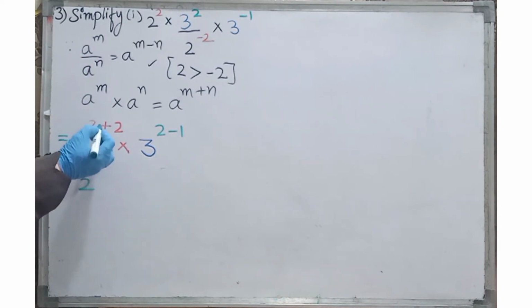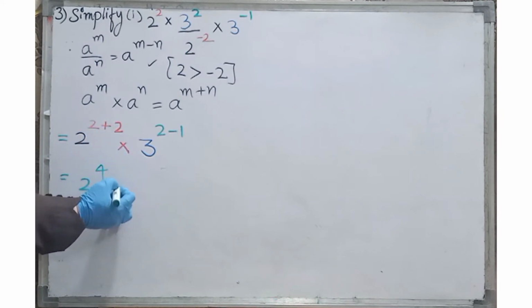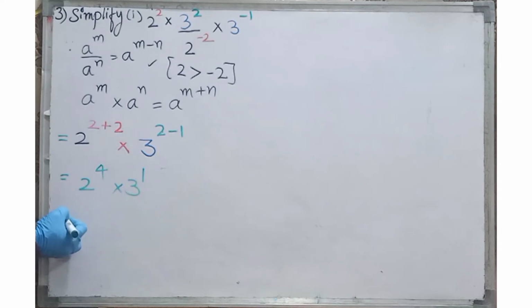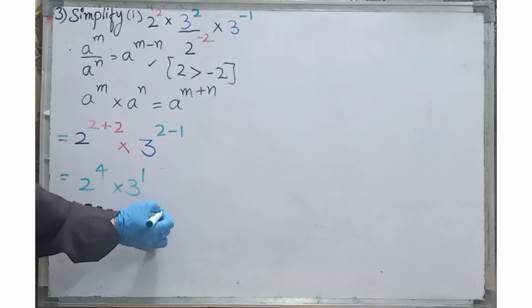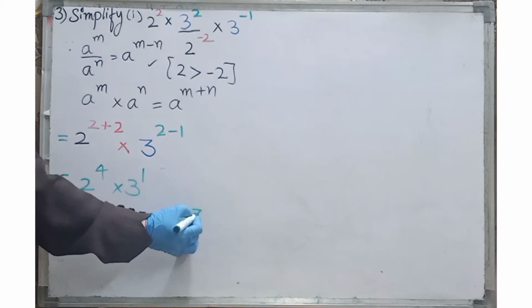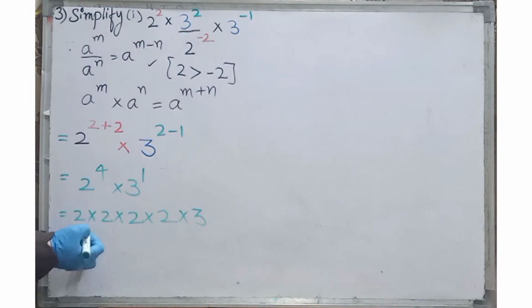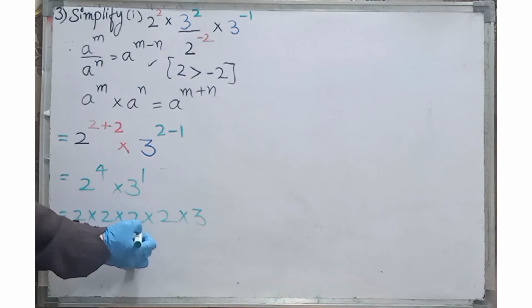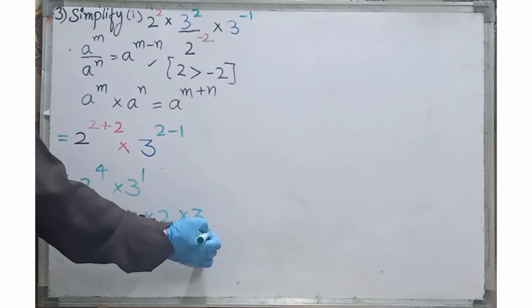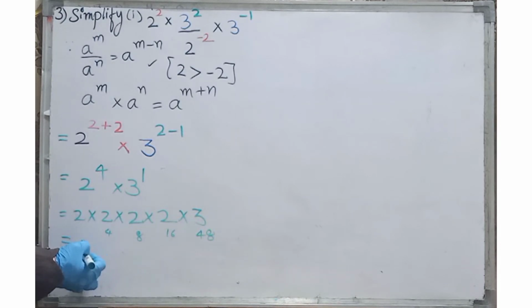2 power 2 plus 2 is 4 and 3 power 2 minus 1 is 1. So what does it mean? 2 power 4 means 2 into 2 into 2 into 2, that is, we have to multiply 2 four times. And 3 power 1 is nothing but 3. So what do we get? 2 2s are 4, 4 2s are 8, 8 2s are 16, 16 3s are 48. Okay, so the final answer will be 48.